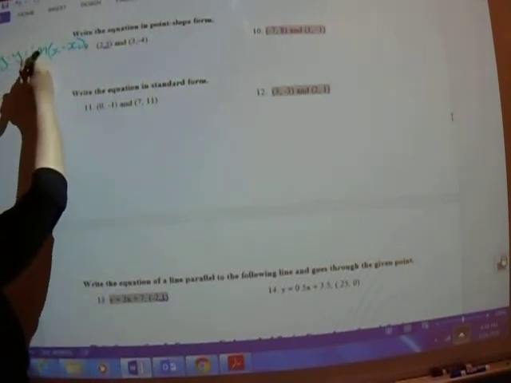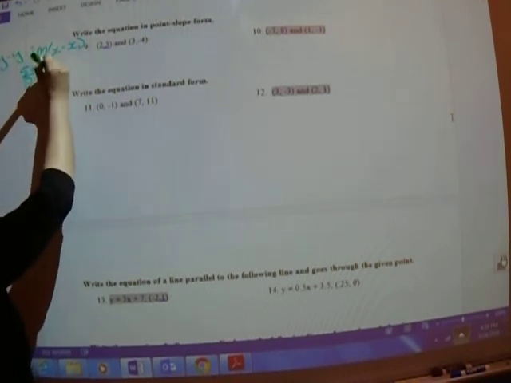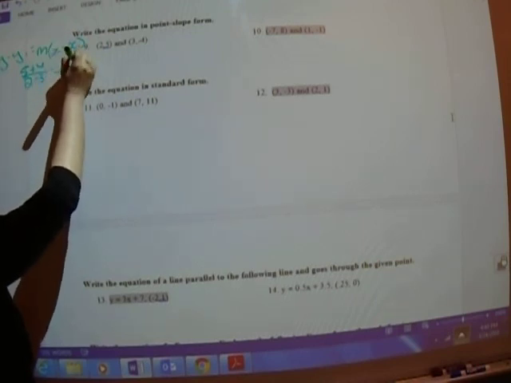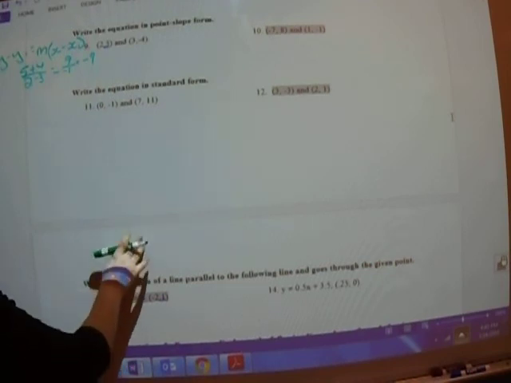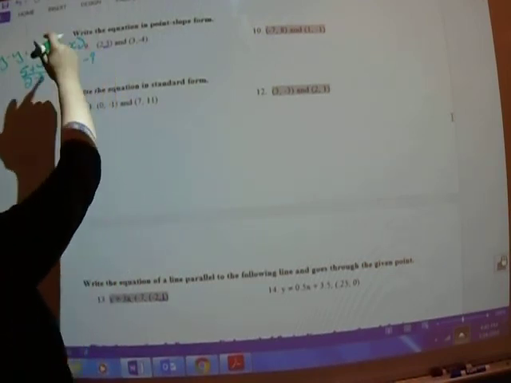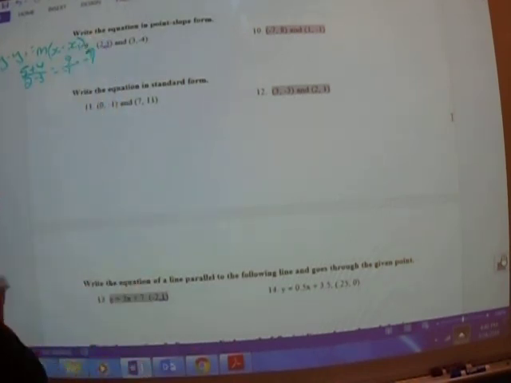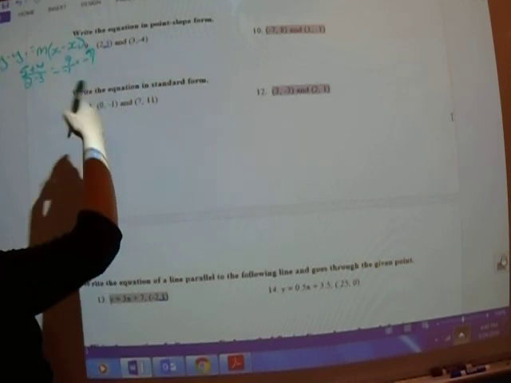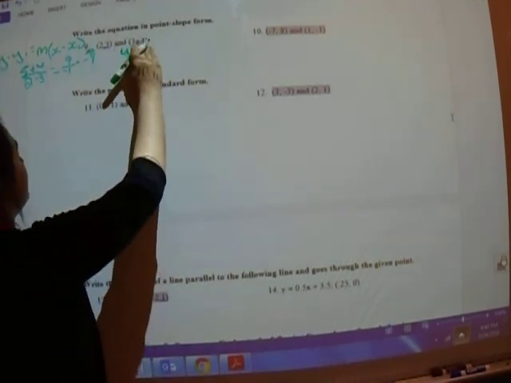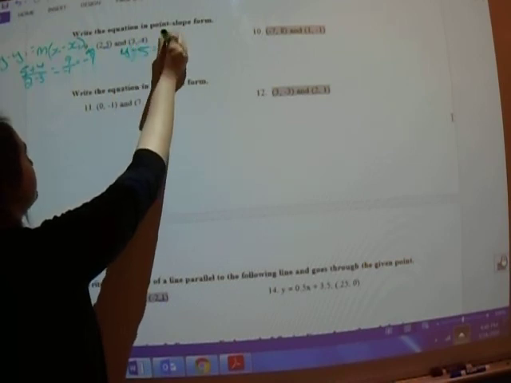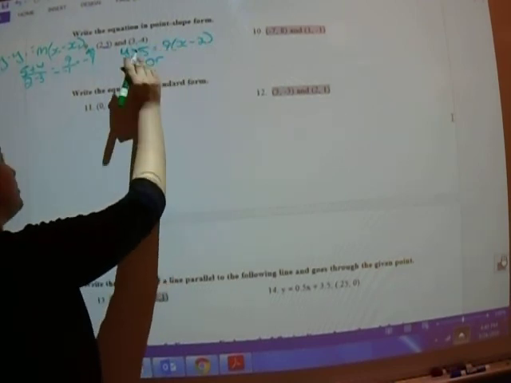So we do 5 minus negative 4, 5 plus 4, over 2 minus 3, which equals 9 over negative 1. So negative 9 is our slope, right? And now we plug in that as our m, and we plug in whichever point we want. It's okay, I'll do both. So let's do the first one. So the answer is y minus 5 equals -9 times x minus 2, or both are acceptable.